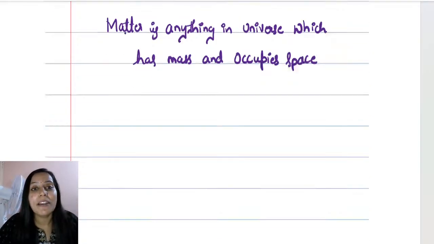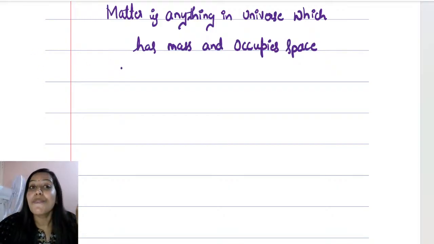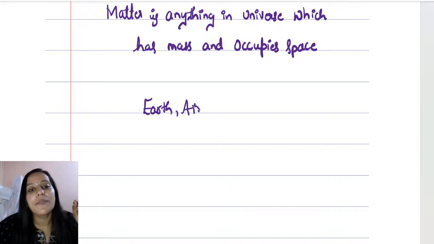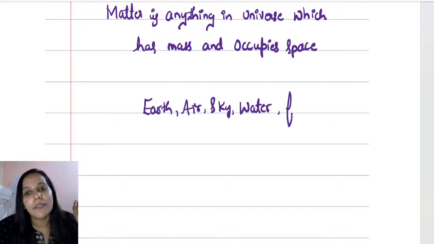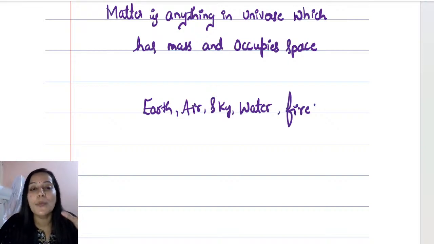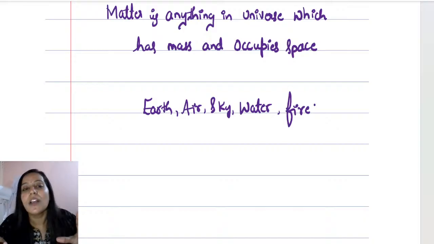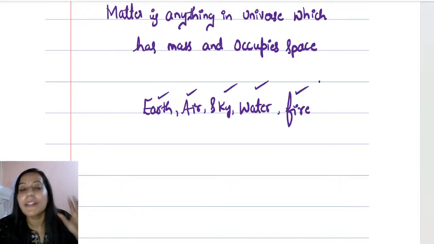Which are the 5 elements which they classified the matter into? They classified it as earth, air, sky, water and fire. So these are the 5 groups the ancient Indian philosophers classified matter into. Which are the 5 elements? The 5 elements are namely the earth, air, sky, water and fire.